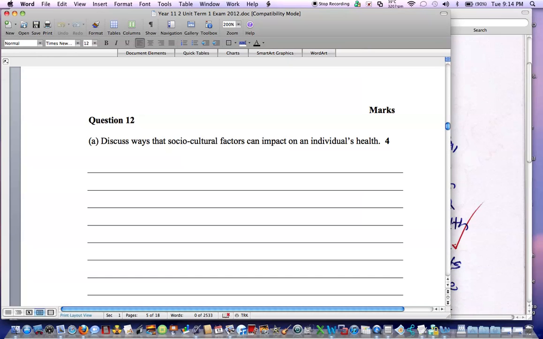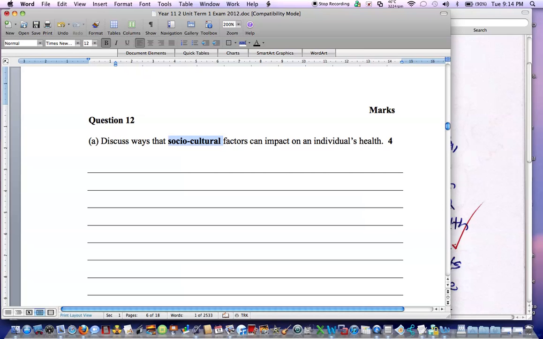Boys, question 12a asks students to discuss ways that socio-cultural factors can impact on an individual's health, and it's worth 4 marks. So we're looking here at the socio-cultural factors. So we just get an idea of what we're talking about. If I stay with it here for a minute. Socio-cultural, so let's just bold that.